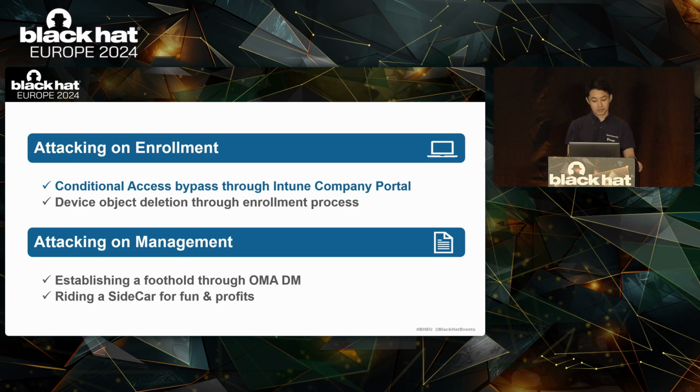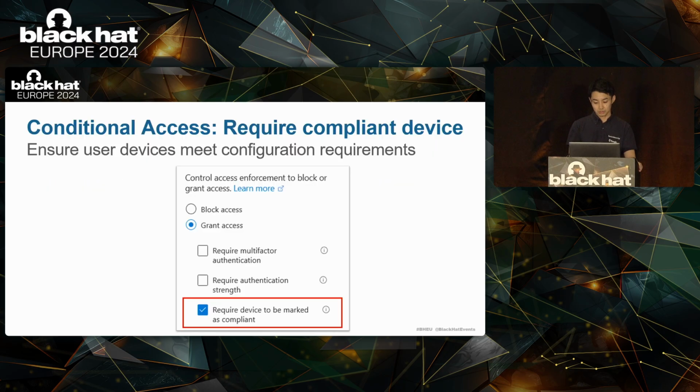Let's look at the first one, which is about bypassing conditional access. So you might already know, but access to the cloud can be controlled by Entra ID conditional access. And one of the common policies configured in many enterprises I see is require compliant device. And the policy can allow access from a device that is marked as compliant, and the policy can block access from an untrusted device. But how is this compliance status decided?